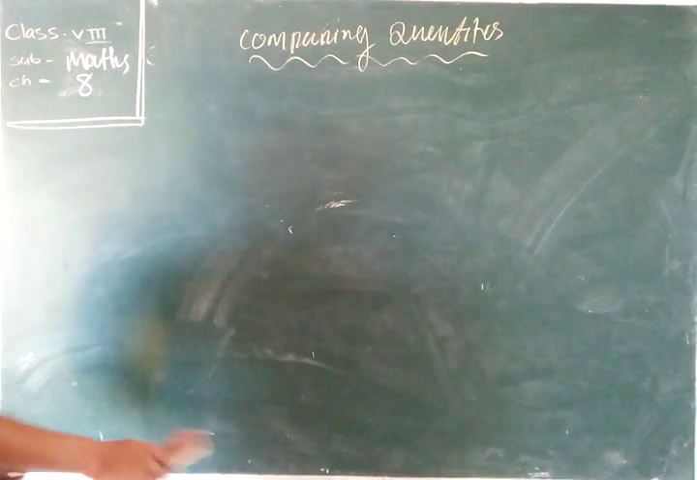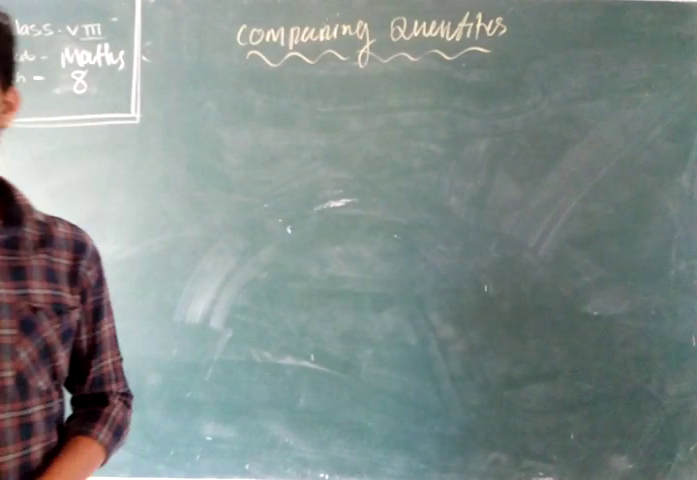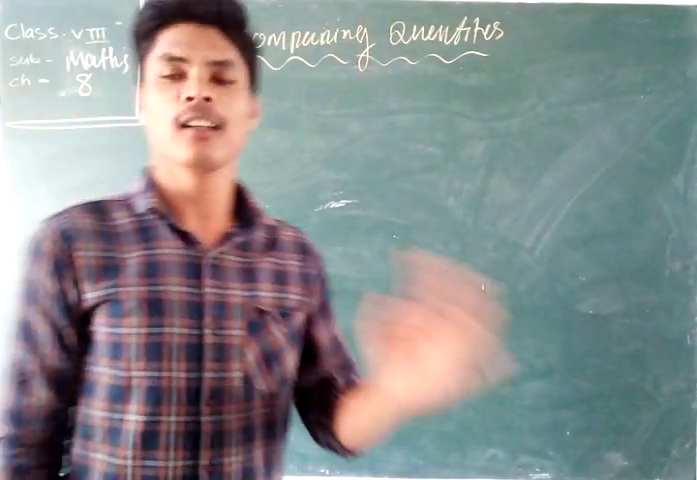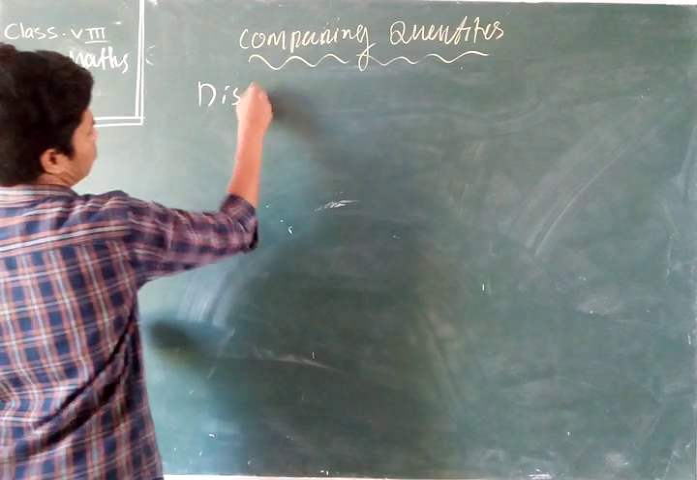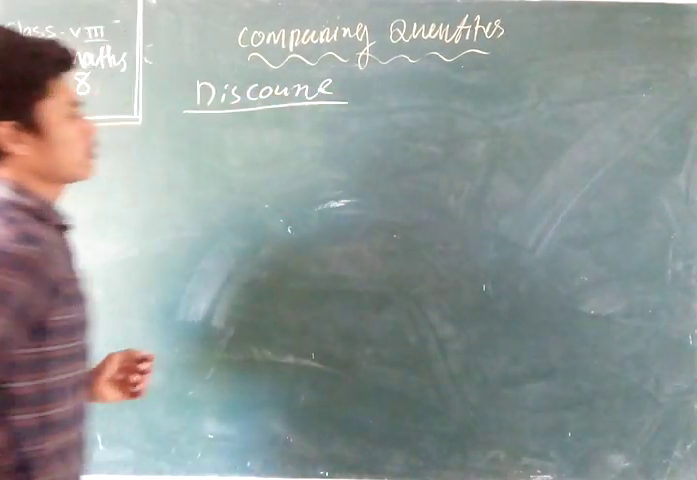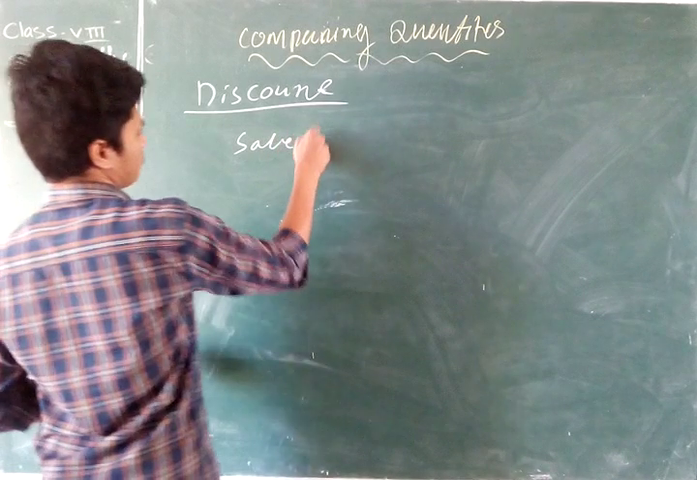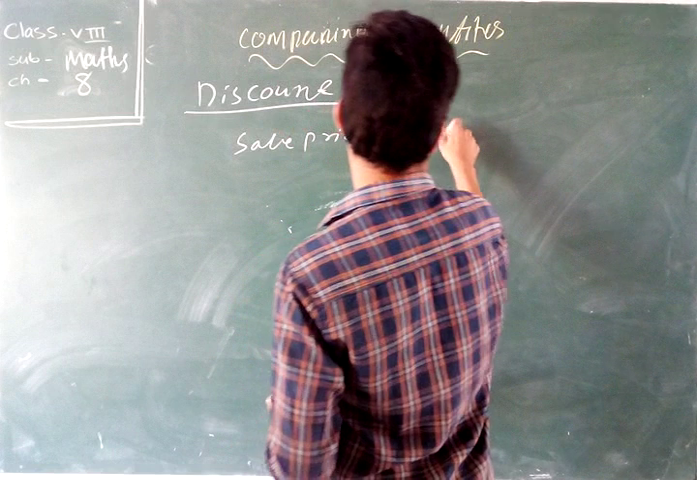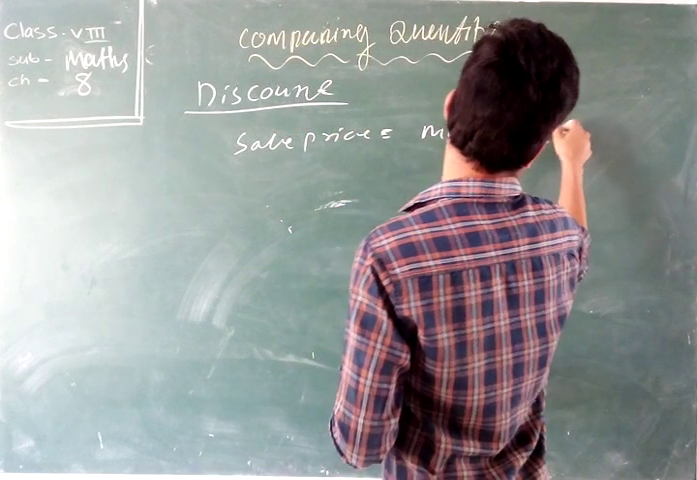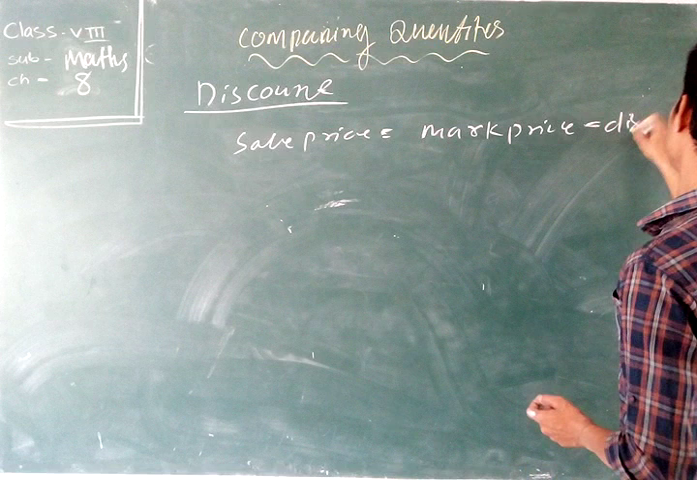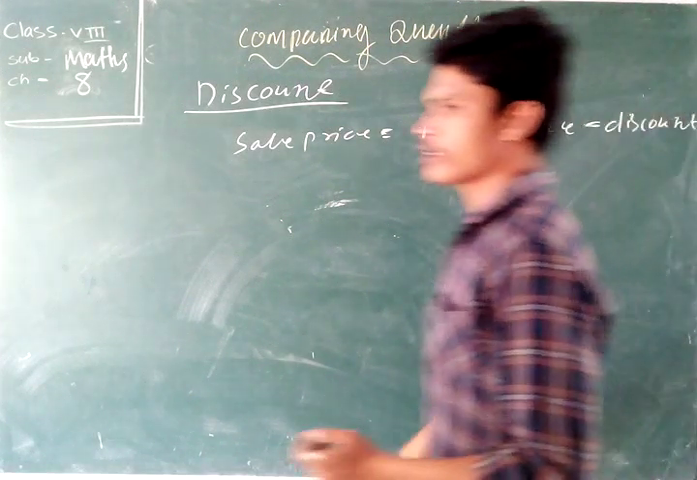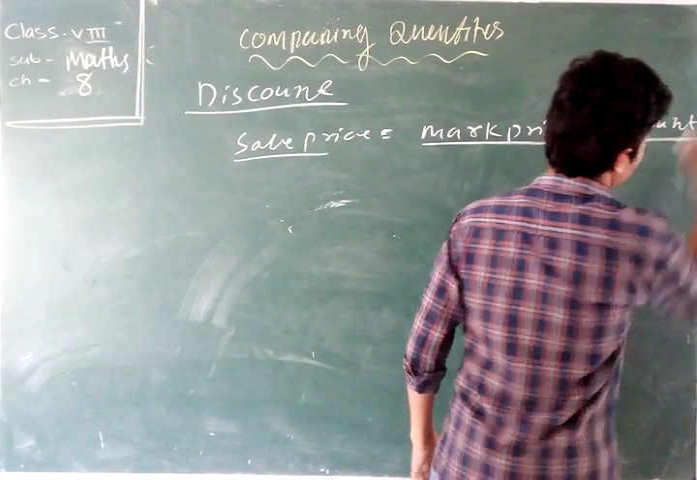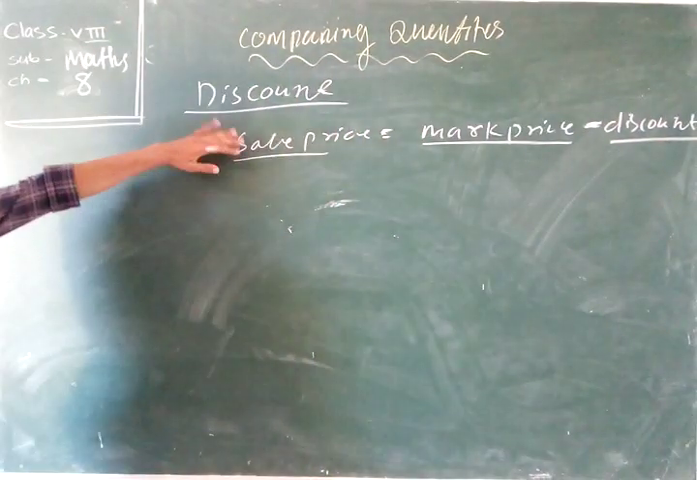Now what is a discount? Discount means if we get some benefit when buying something, that is called a discount. Sale price equals mark price minus discount. The sale price equals mark price minus discount, for something purchased.